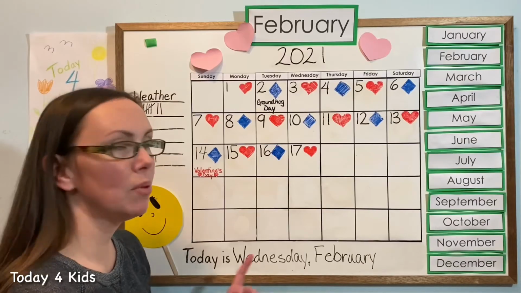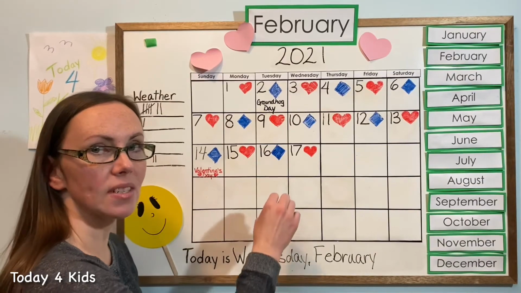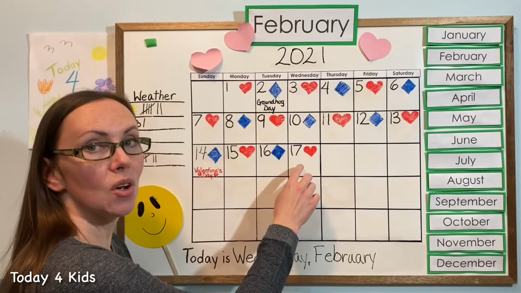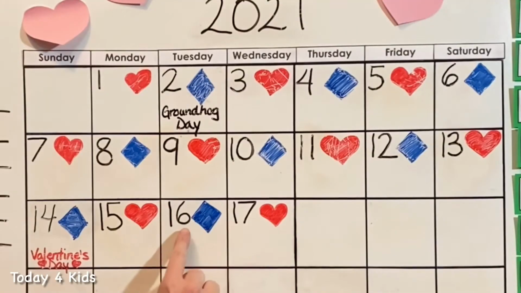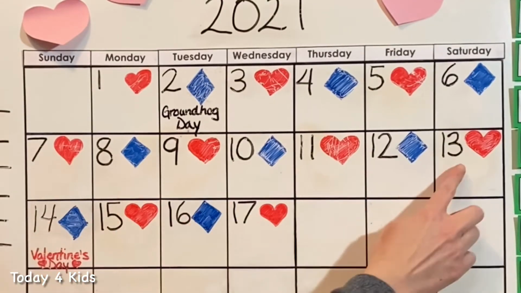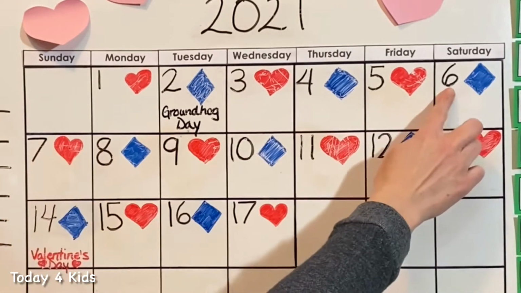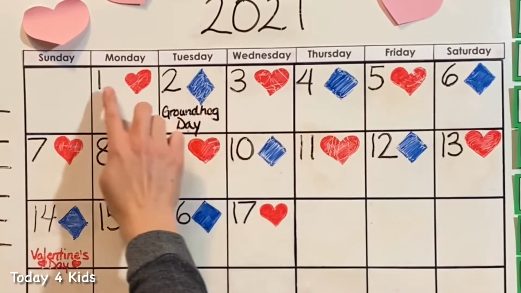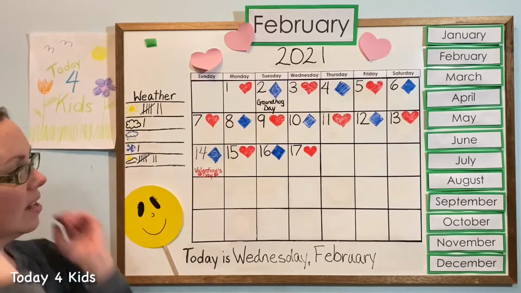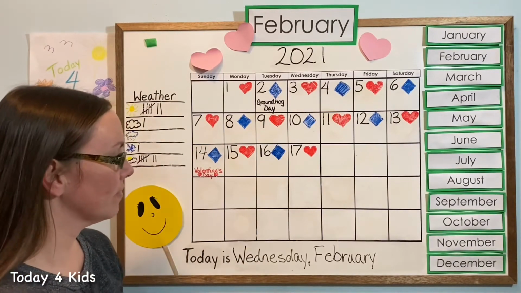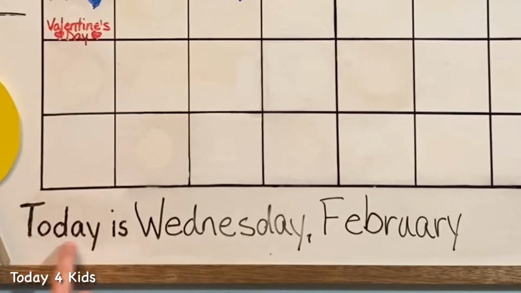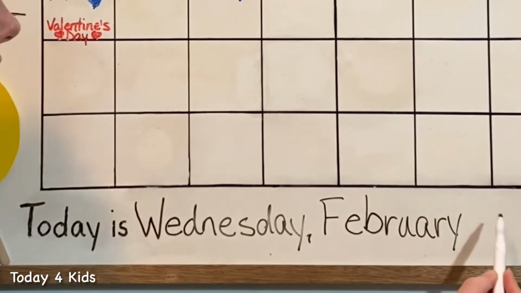So before we put that into our sentence, let's count backwards together. Are you ready? It's okay if you don't know, we'll practice together. 17, 16, 15, 14, 13, 12, 11, 10, 9, 8, 7, 6, 5, 4, 3, 2, 1. Blast off! Good job. So let's put it in our sentence. Today is Wednesday, February 17th.